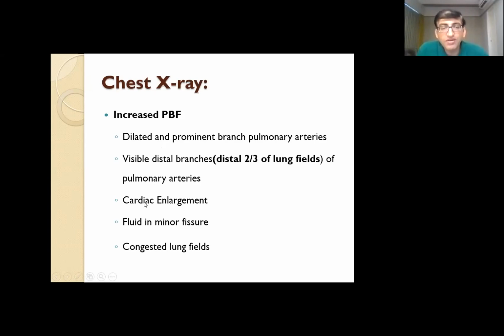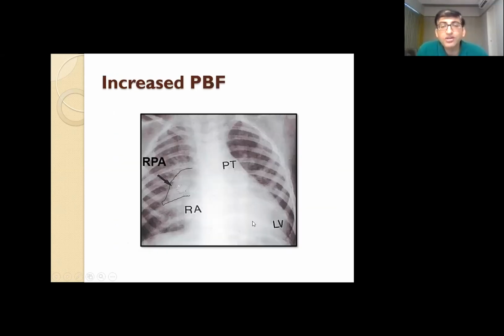But if you have cardiomegaly, dilated and prominent pulmonary arteries, and visible distal branches in the distal two-thirds of the lung field, it is called an increased pulmonary blood flow X-ray. So in this particular X-ray, we can see that there is a huge cardiomegaly because a left-to-right shunt is causing dilatation either of the right side or the left side of the heart. In case of ASD, it will be the right heart which is dilated. In case of VSD, it is the left heart which is dilated. And this vascular structure, a horn-like structure, is a large dilated pulmonary artery.